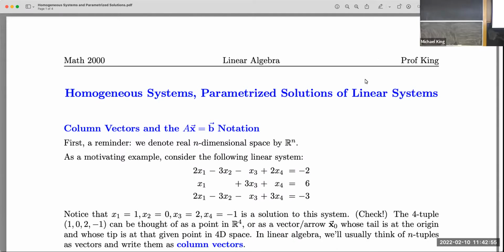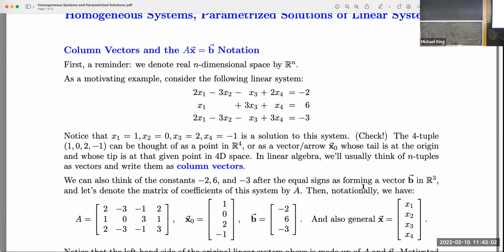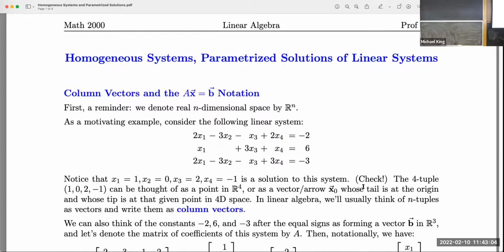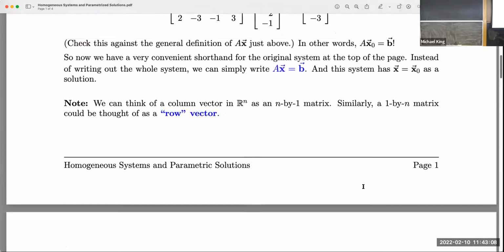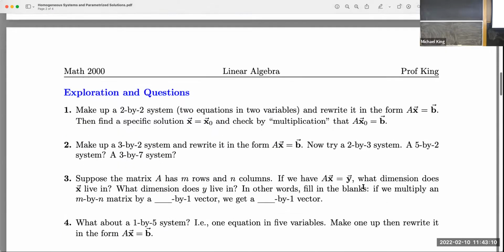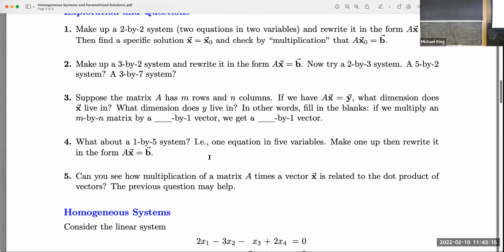We're going to move to group work pretty quickly here, but let me just remind you what we were talking about. We were doing this matrix vector product stuff last class. We also talked about some of this with these exploration questions, and the homework for tomorrow is also just some practice with this stuff.